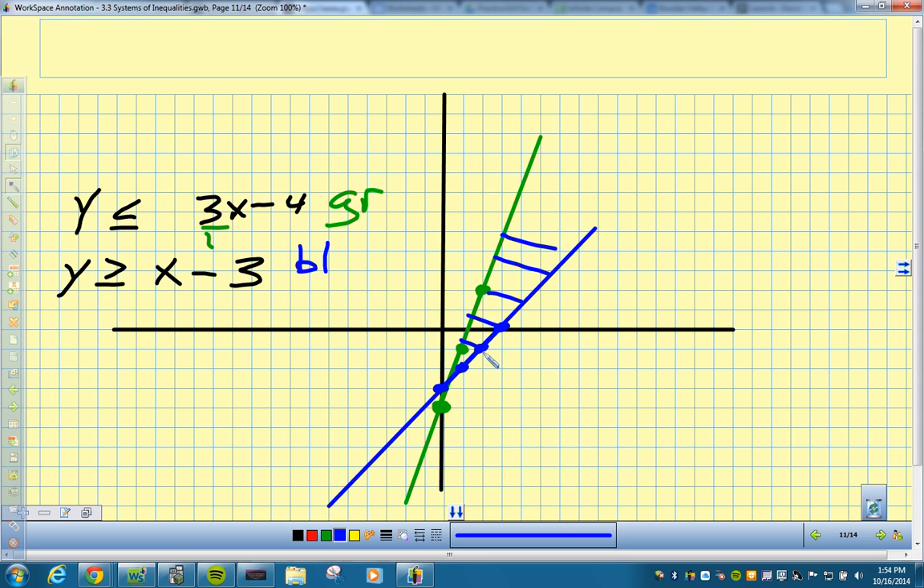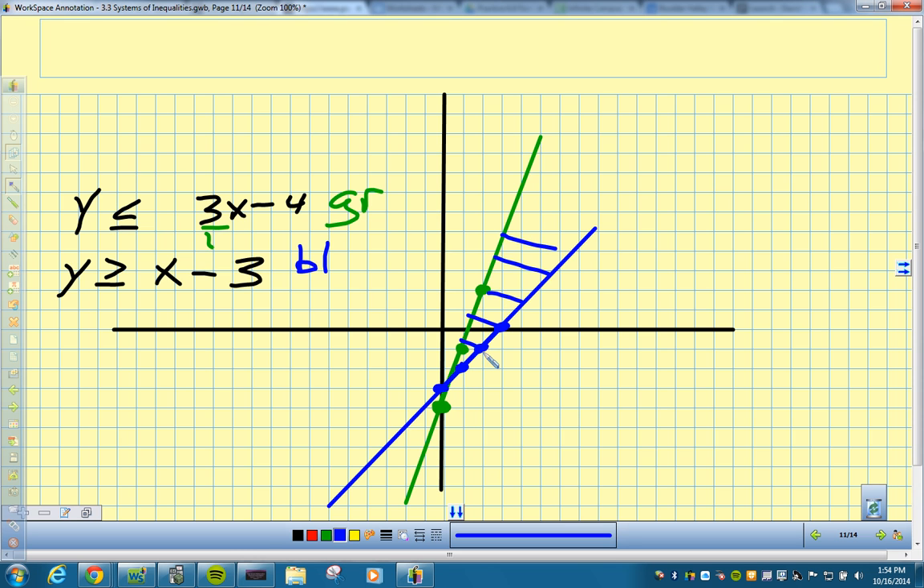Okay, any questions on that? So if it's less than, you shade below. If it's greater than, you shade above. So always, sometimes you get confused, right? You freak out on a test. So you can double check a point. The easiest point to check is 0, 0.